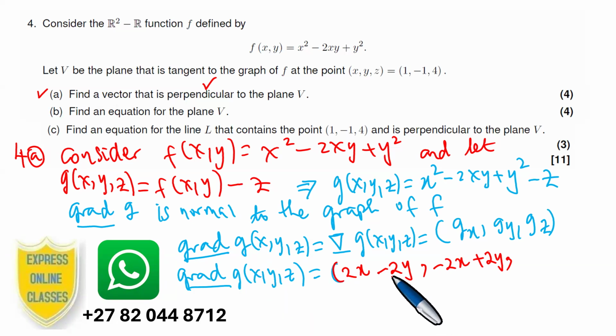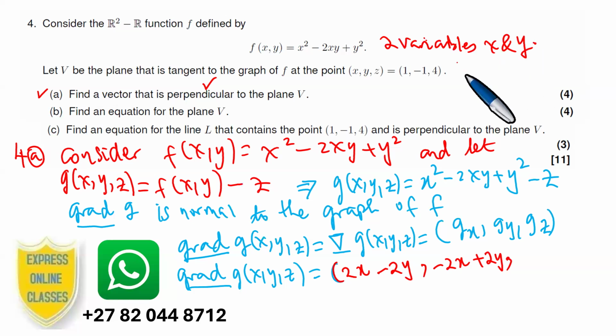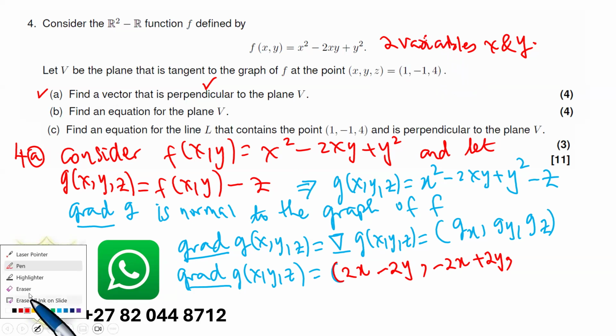Good. First, we introduce g because we've been given a function f of 2 variables, and these variables are x and y. So that then in the end, we have the following.